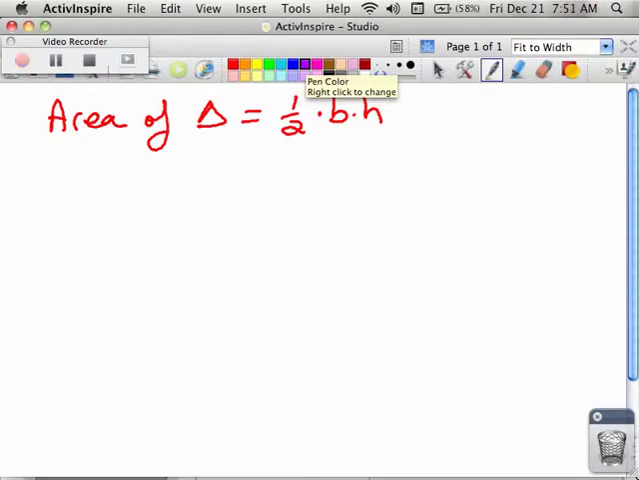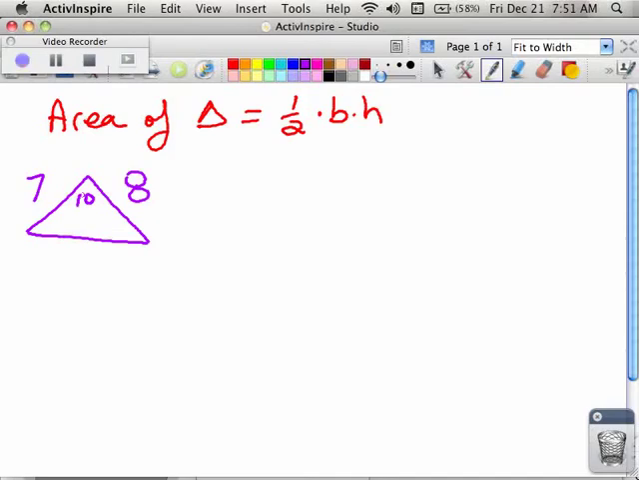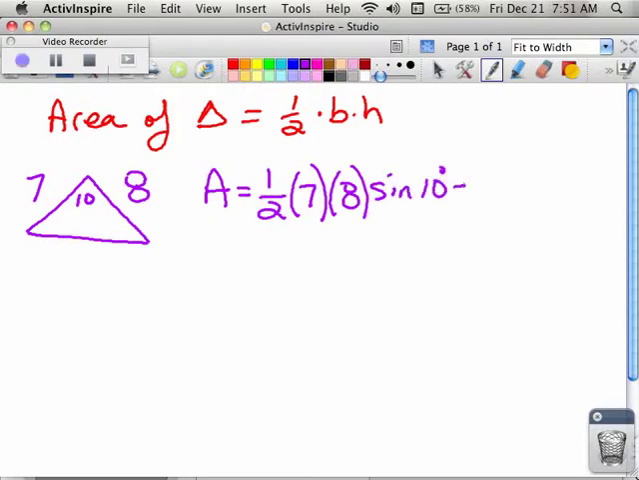One happens when you see a triangle with two sides and the included angle. So for example, if I told you that one side of a triangle was 7 and another side was 8, and the angle in between those two things was 10 degrees, then the area of this triangle would be 1/2 times the 7 times the 8 times the sine of the angle in between. And you just type that in your calculator and find the answer. So the two sides, the angle in between, 1/2 times those two sides times the angle in between, like so.